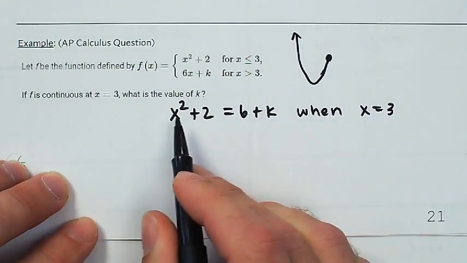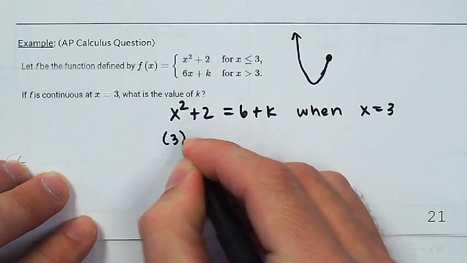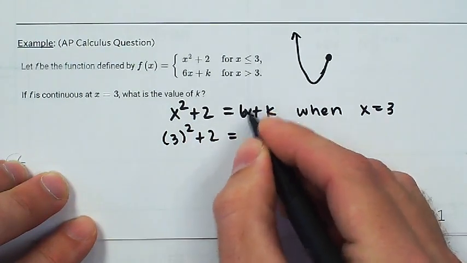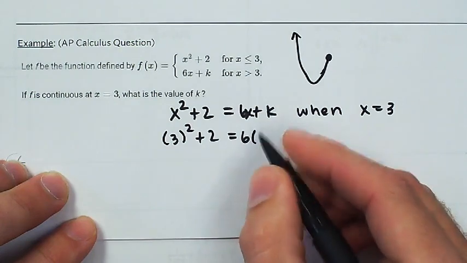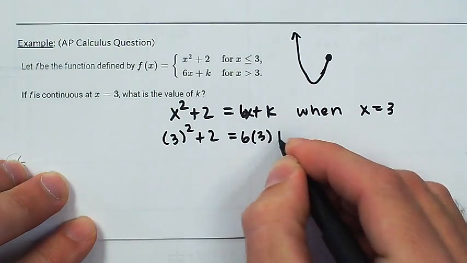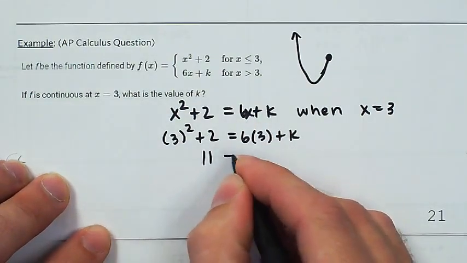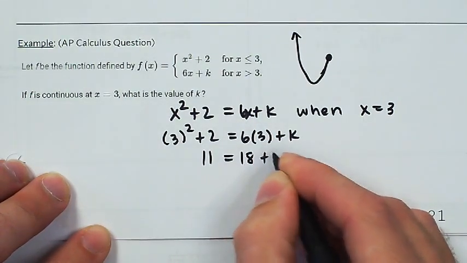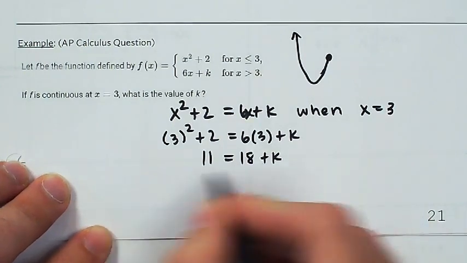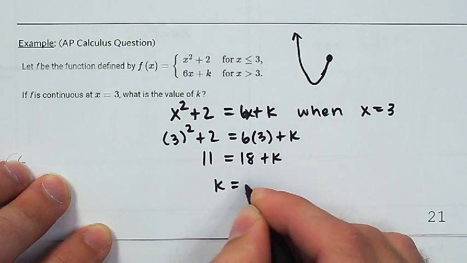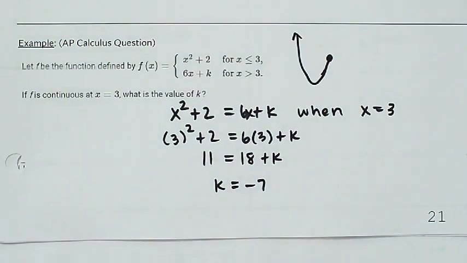Okay. So I'm going to say, all right, 3 squared plus 2 equals 6x plus k. 6 times 3 plus k. And I'll have 9 and 2 is 11, equaling 18 plus k. And I could subtract 18 from both sides, or I could just try to solve this one with my eyes. Either way, I'm going to say this is continuous if k is equal to -7.